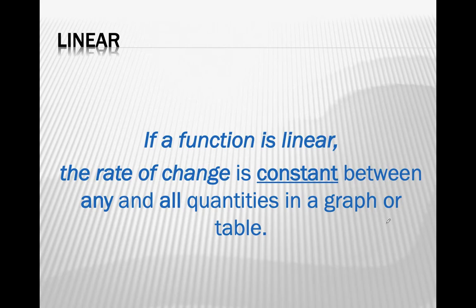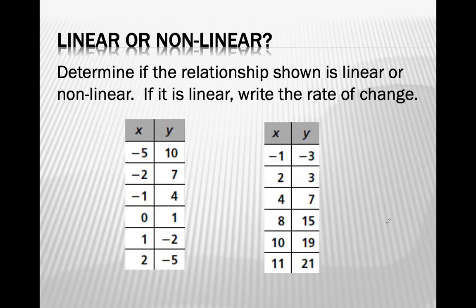Okay, so just a quick recap. If a function is linear, the rate of change is constant between any and all quantities in a table or graph. We did talk about this a little bit in the last chapter, but just a quick refresher for you. If you just take a look at the table and look at the difference between the y values, this is a drop of 3, a drop of 3, a drop of 3, a drop of 3, as long as both the y and the x change, this is an increase of 3, this is an increase of only 1, an increase of 1, an increase of 1, and an increase of 1.